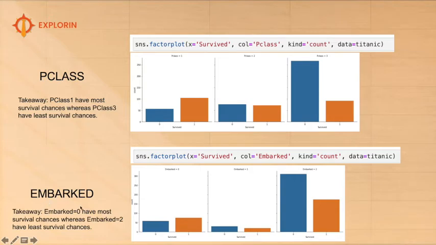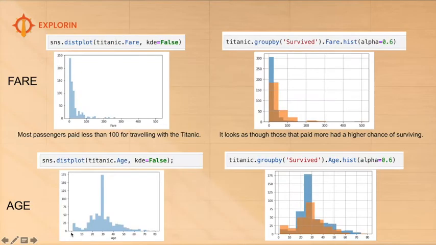Moving on to the next feature, that is embarked. So there are 3 categories of embarked, and we have named them 0, 1 and 2 after we have encoded them. So we could see that embarked 0 has the most chances, embarked 1 has okay chances, and embarked 2 has the least chances, right? So the takeaway is embarked 0 has the most survival chances, whereas embarked 2 has the least survival chances, right? The next thing is fare.